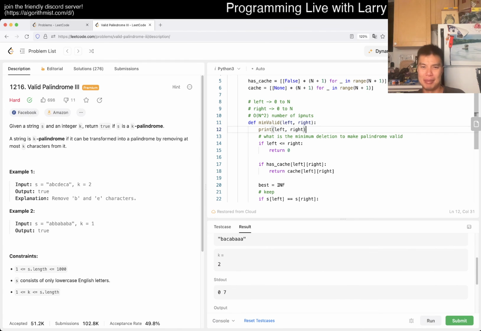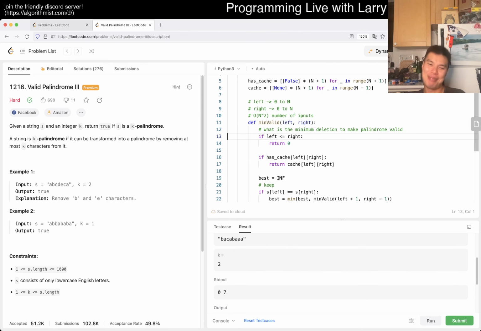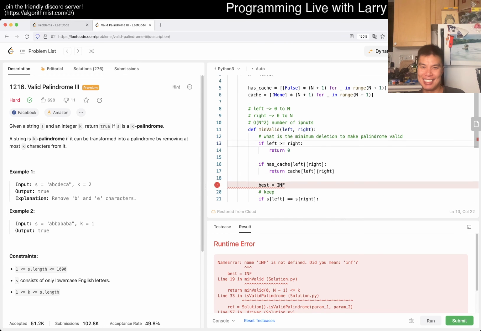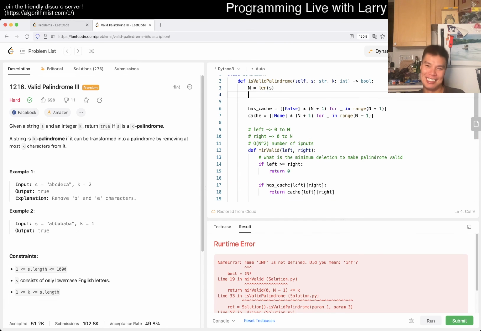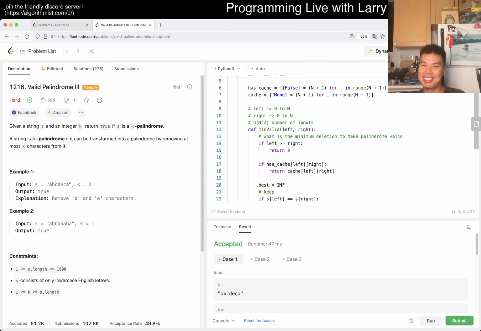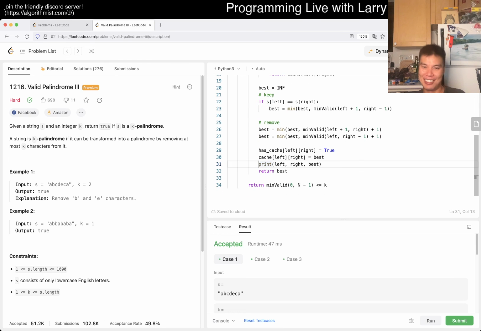Oh, I am dumb. How did this pass the first two cases? I just have a sign wrong. But how does this pass the first two cases? Oh, wow. I guess it's just because these two answers are true. Okay, fine. Sometimes you're lucky in an unlucky way. I was like, how does this not print anything?